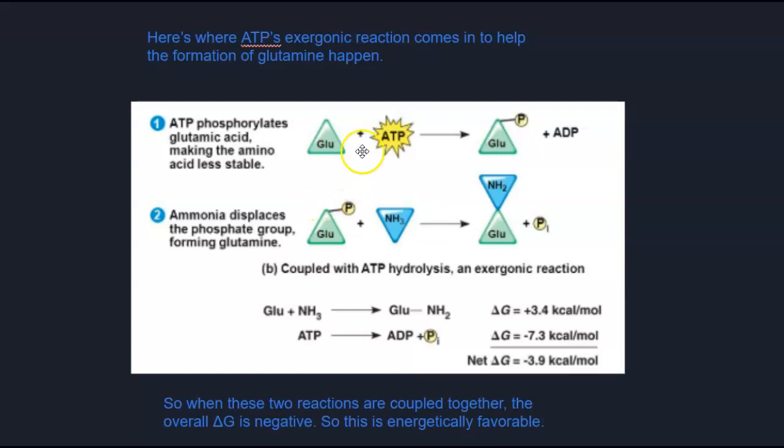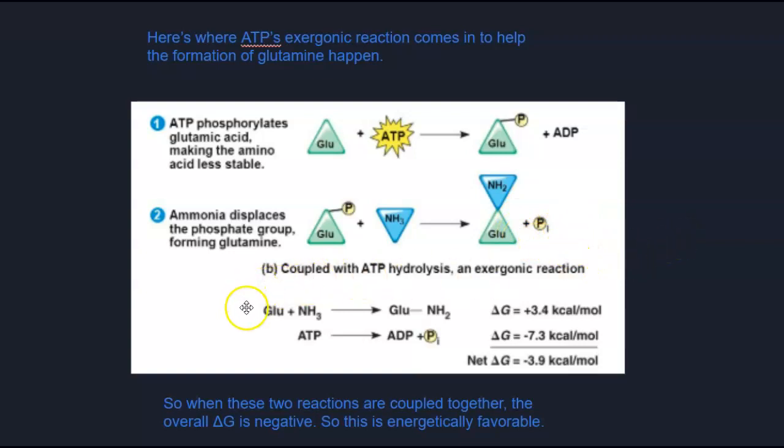So basically the ATP breaks apart and releases energy. It tacks a little phosphate on there, which makes this unstable, and now this ammonia can come in and bond, and here's our product, and now we've got that free-floating inorganic phosphate group again.